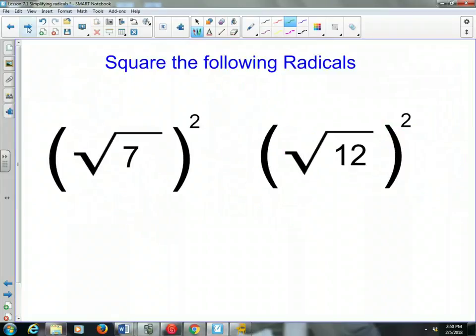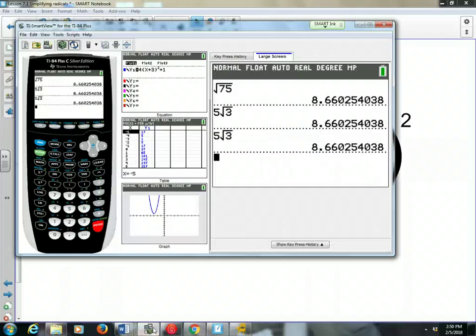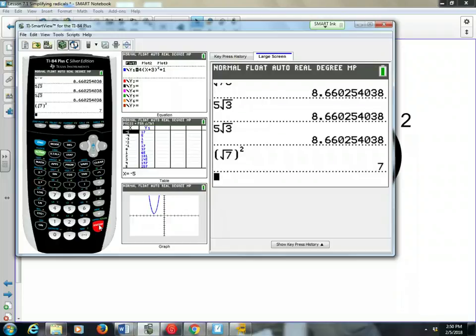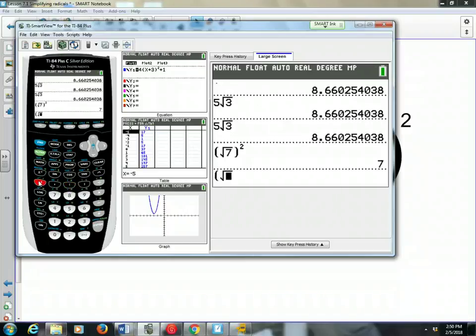On this one, square the following radicals. Let's just quickly do this in our calculator just so that you can see what this looks like. The square root of 7 squared. So the square root of 7, and I'm going to square this. The square root of 7 times the square root of 7, isn't that something? It's 7.